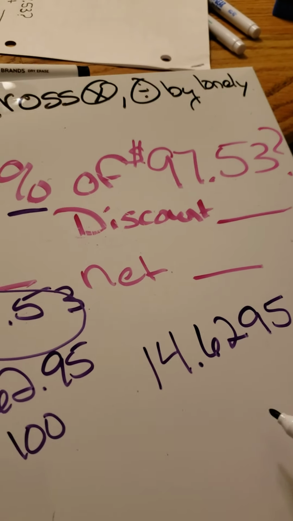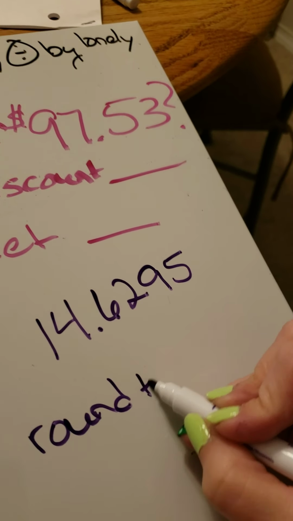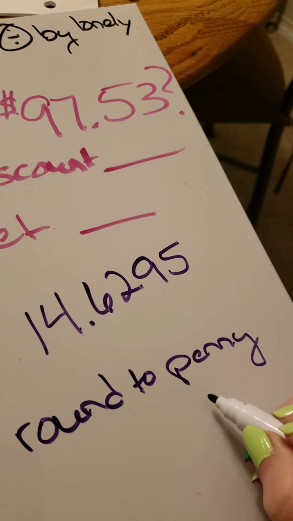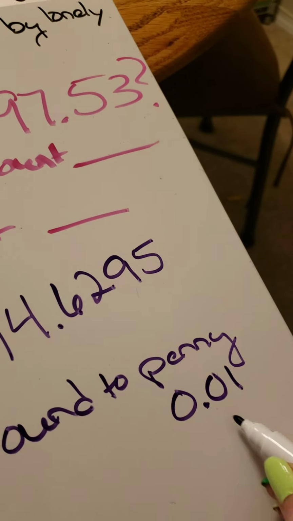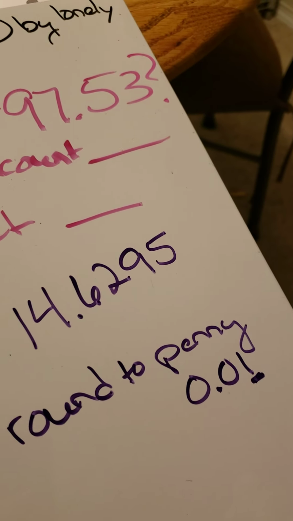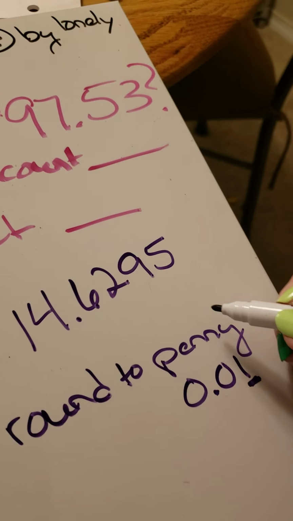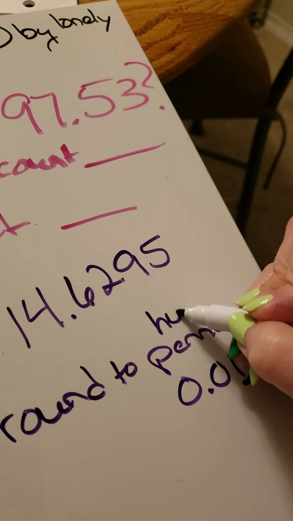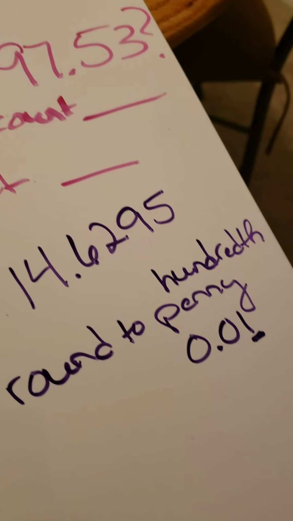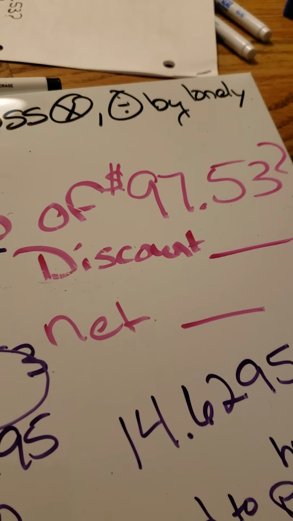On the homework, it's going to say round to the penny. Okay, if I were to write out a penny, that equals a penny, right? Okay, what placement value is that last number in? It's in the hundredth. So anytime it says round to the penny, we're going to round to the hundredth. So penny equals hundredth.